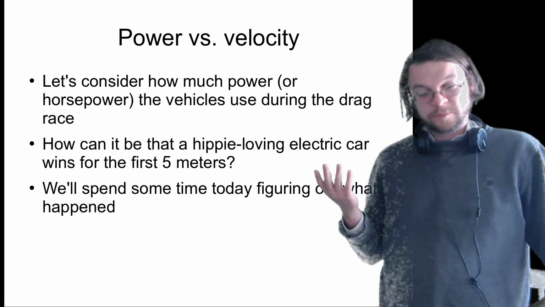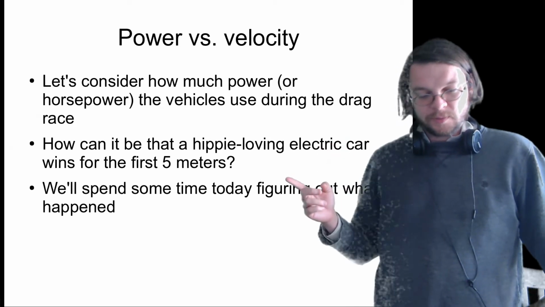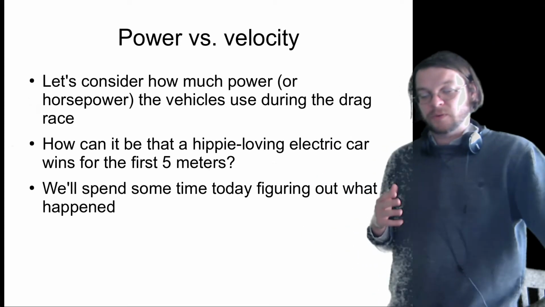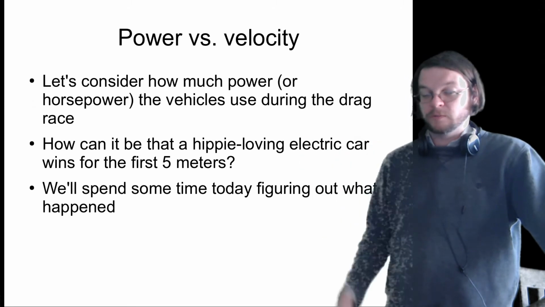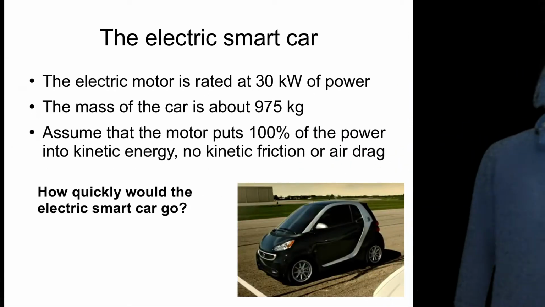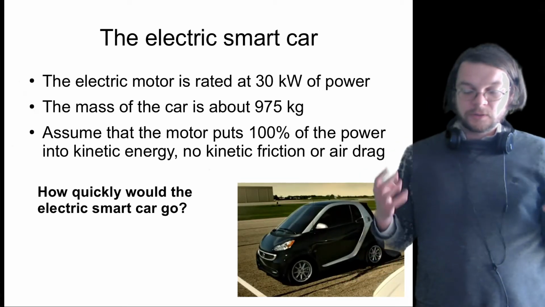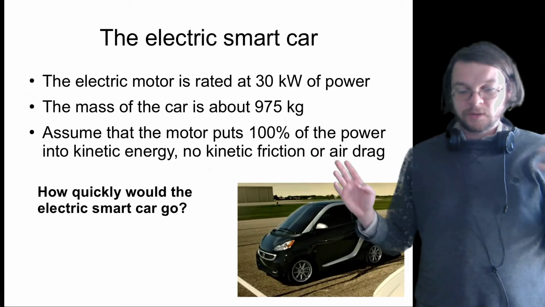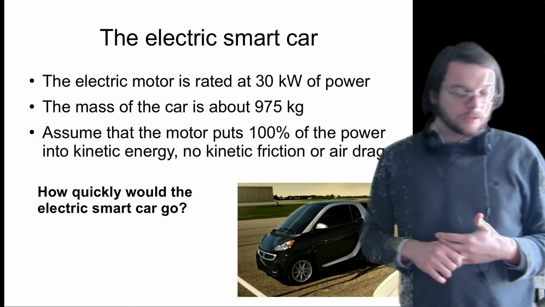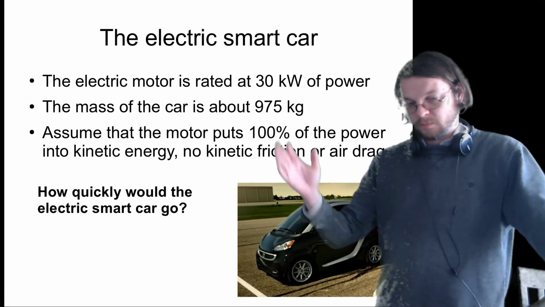So let's break this down. How is it possible that this electric car can be faster for the first 5 meters, but then be much slower for the rest? So we're going to sort of break this down. And here's what we know about the smart car. So this is what I like to do. I like to just look up the numbers, and I don't know anything about the speed of the car, and just try to figure out some basic parameters on how it might speed up.